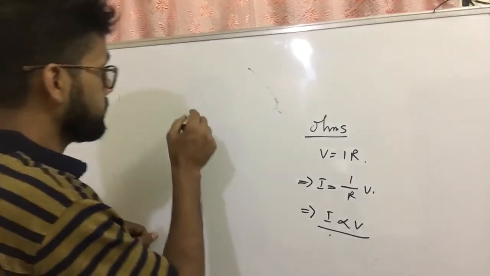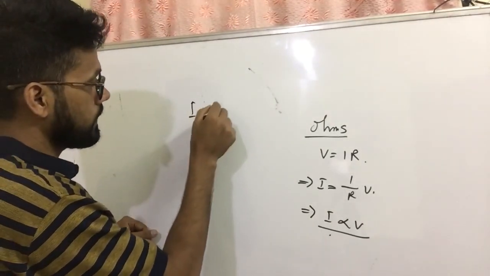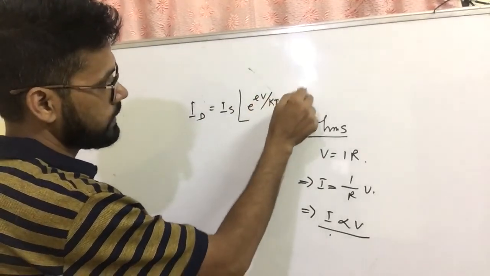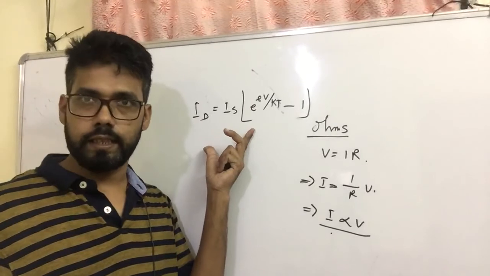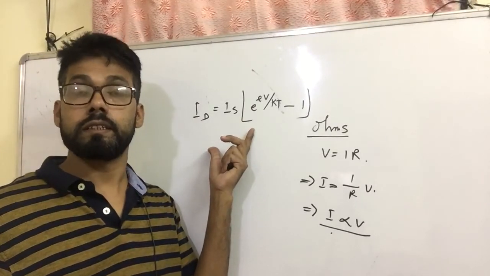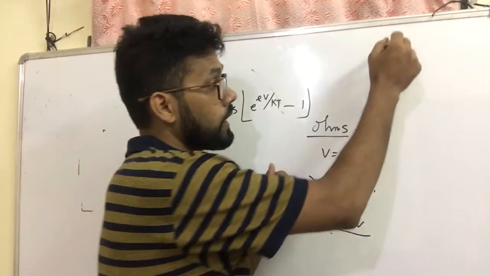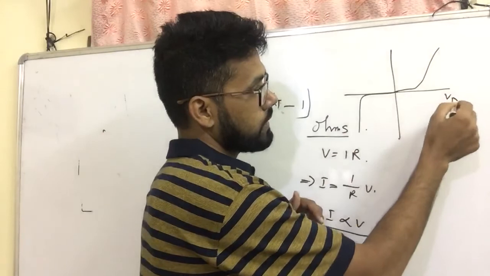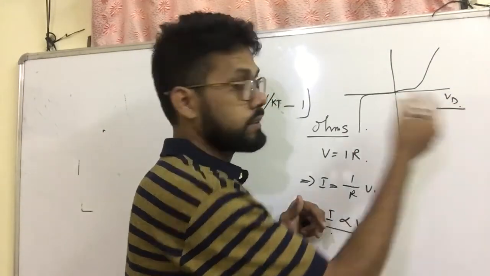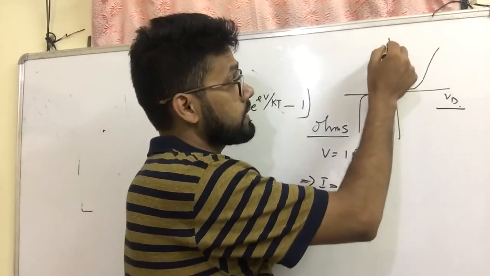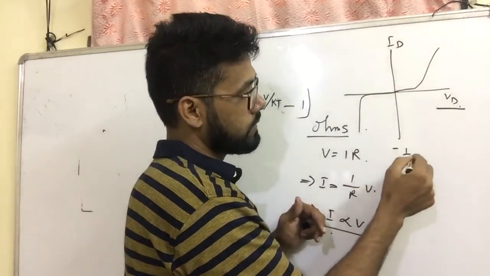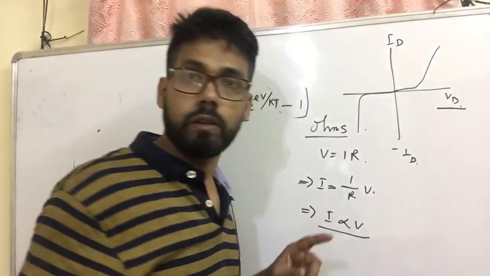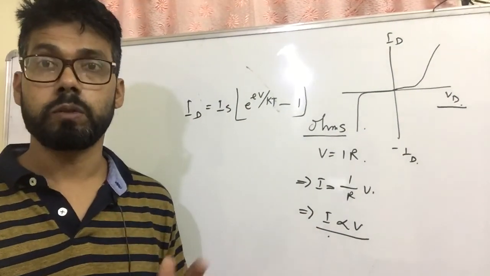But in the case of a diode, we have already studied I = Is(e^(eV/kT) - 1), which is a non-linear equation. That is why a diode is a non-linear device, remember. Or you can analyze it from the characteristic of the diode, which looks like this: this is VD, the biasing voltage, this is forward bias, this is reverse bias, this is the positive diode current, and this is the negative diode current. It is a non-linear characteristic; the curve is not linear, so a diode is a non-linear device. Remember, this is a very important question.